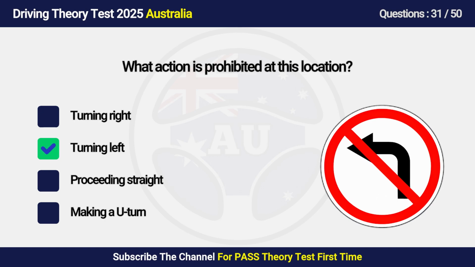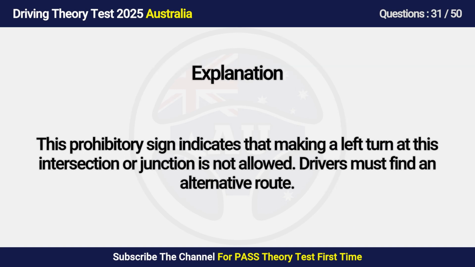Answer is B. Turning left. This prohibitory sign indicates that making a left turn at this intersection or junction is not allowed. Drivers must find an alternative route.